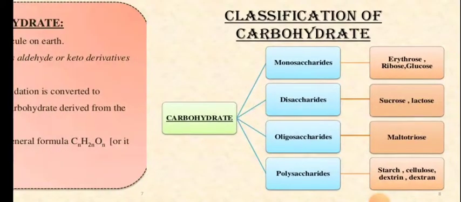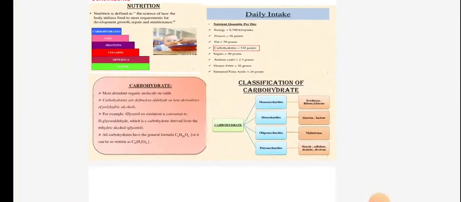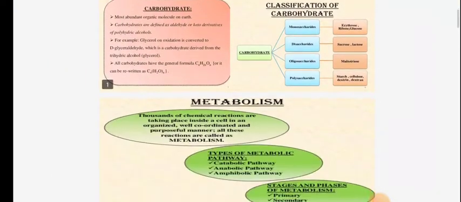Then in classification, carbohydrates are mainly classified into these four: monosaccharides, disaccharides, oligosaccharides and polysaccharides. Monosaccharides, good examples: erythrose, ribose, glucose. Disaccharide examples: sucrose, lactose. Oligosaccharide example: maltodextrose, and polysaccharide examples: starch, cellulose and dextrin. So these are some highlighting points.